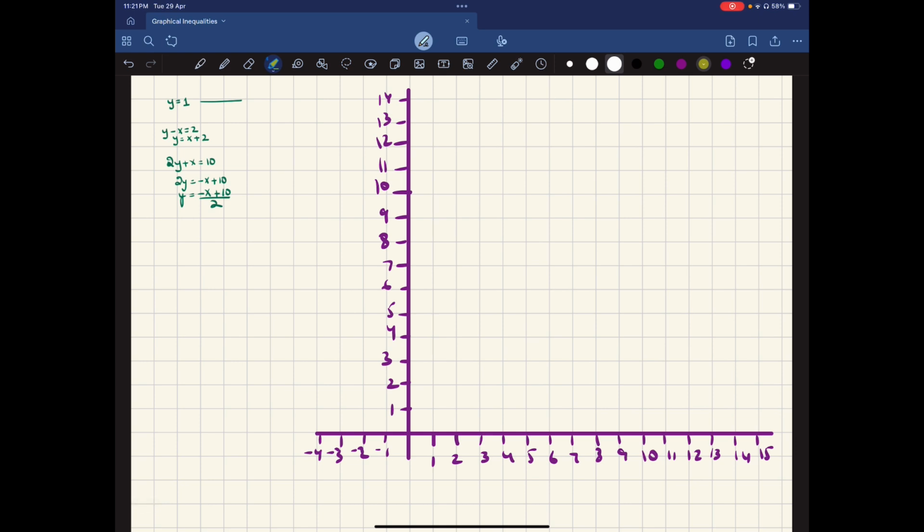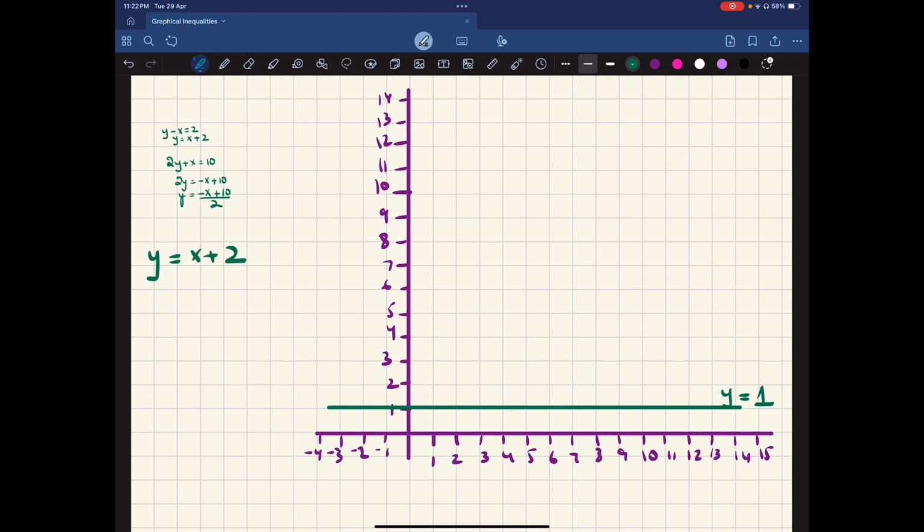Okay, so the first line is very straightforward. Y is equal to 1, a horizontal line which crosses the y-axis at 1. Okay, so this is the line. And you also have to label the line, y is equal to 1. Okay, so the first one is done. Let's have a look at the second one. So the second equation is y is equal to x plus 2.